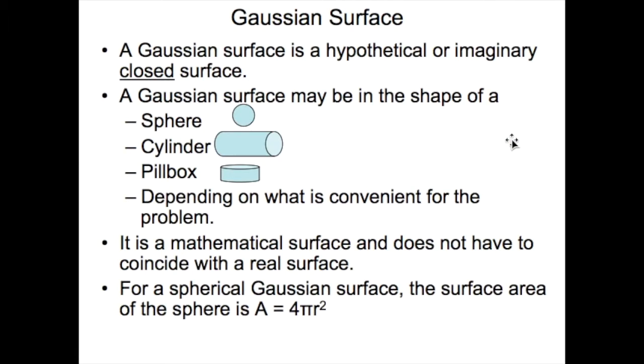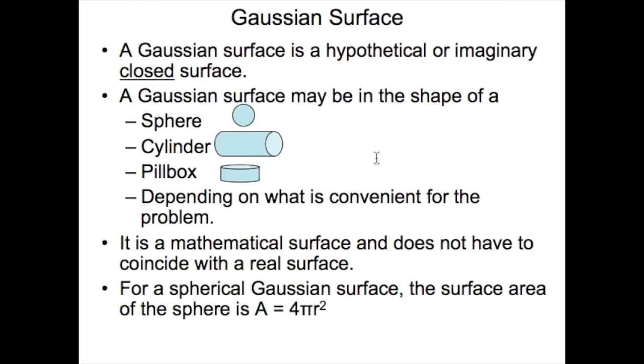Okay, Gaussian surfaces. As you can see, it could be any shape really, the way it works out, but we're going to deal with shapes that are easy to deal with. Ones with known geometries where we can find areas and things like that pretty easily. And so a Gaussian surface, again, is a hypothetical or imaginary closed surface. It has to be closed, that's important. And we're going to use usually spheres, cylinders, pillboxes, and we're going to pick one of these depending on what's convenient for the problem. And again, this Gaussian surface is a mathematical construct. It does not have any real surface. We're just using it to help us calculate flux.